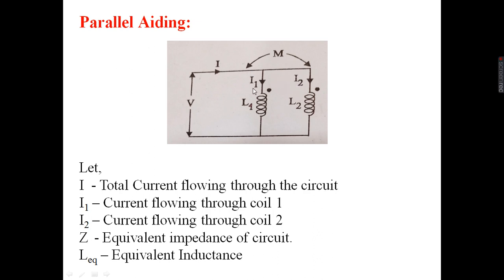Our aim is to find I1 and I2 so that we can find I, so that we can find the equivalent impedance Z. In this case the equivalent impedance will be the reactance of the equivalent inductance, because we have only inductance here, so the impedance will be only reactance. So here Z will be j omega L equivalent; the impedance of the circuit will be the reactance of the equivalent inductance.